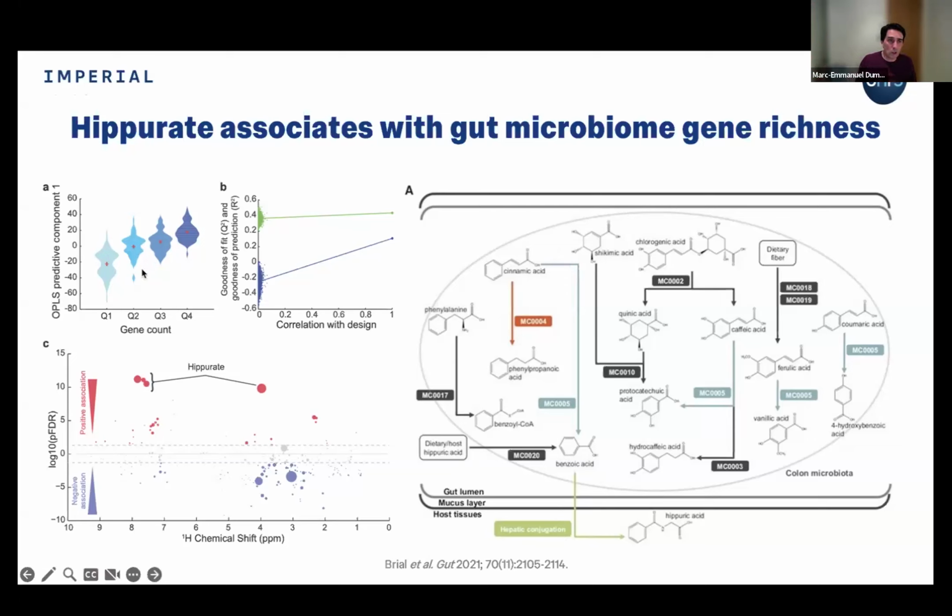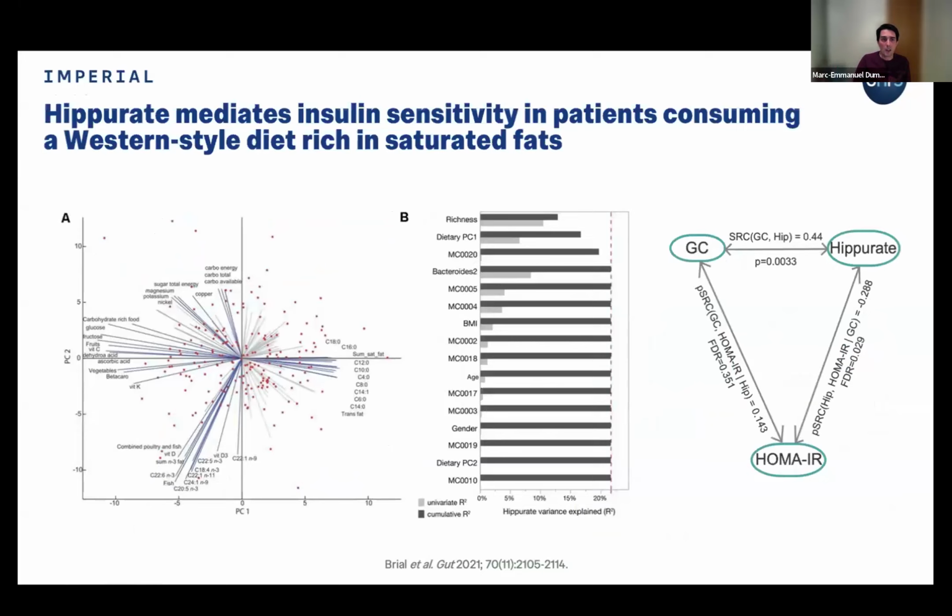And you can see that not only can we predict gene richness using metabolomics, this was a urine NMR at the time, but one of the metabolites most significantly associated with gene richness in urine was actually hippuric acid, hippurate. So if high gene richness is good for you in terms of metabolic homeostasis, then hippurate must be good news as well.